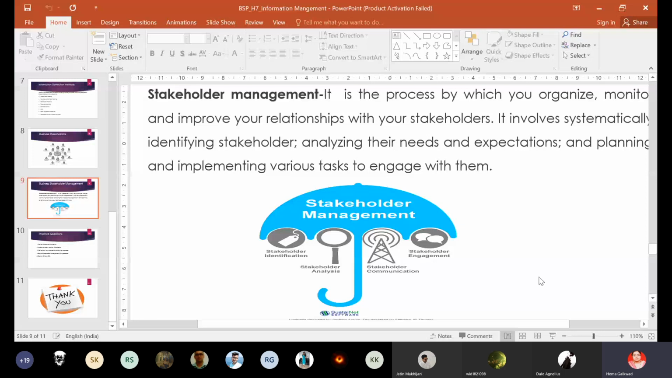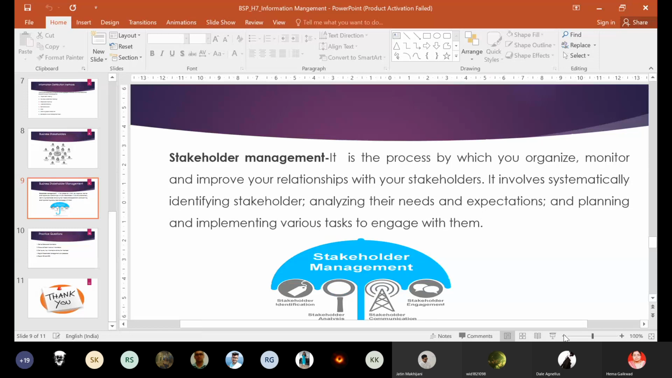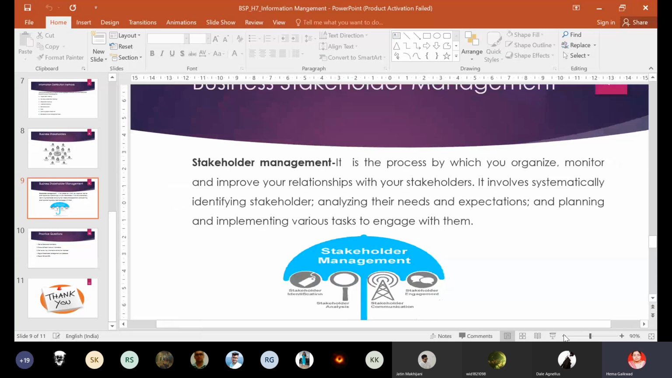So this is the stakeholder management process. First I will read the definition. The definition says that it is the process by which you organize, monitor, and improve your relationship with your stakeholders. It involves systematically identifying stakeholders, analyzing their needs and expectations, and planning and implementing various tasks to engage them.